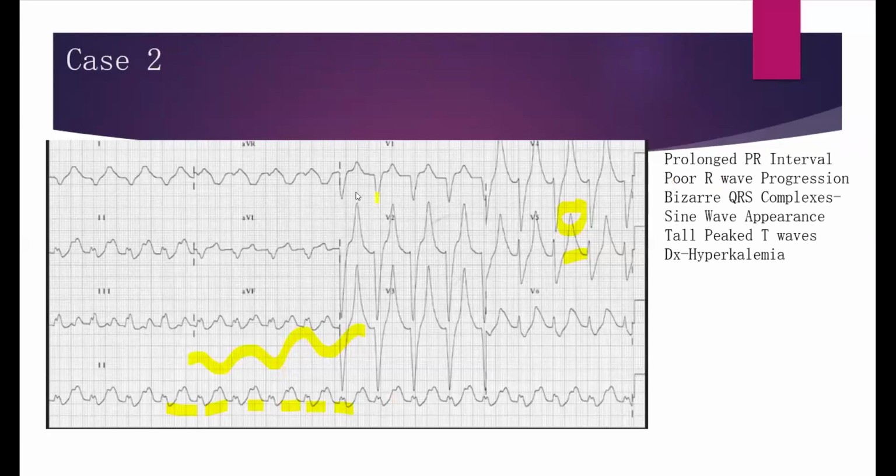So you have poor R wave progression. Most of the R waves are depressed. So you have more of an S wave than R wave in the entire anterior leads. Then you have these bizarre QRS complexes, these sine wave appearances, and then you have the tall peaked T waves. So you're having everything that occurs in severe hyperkalemia.